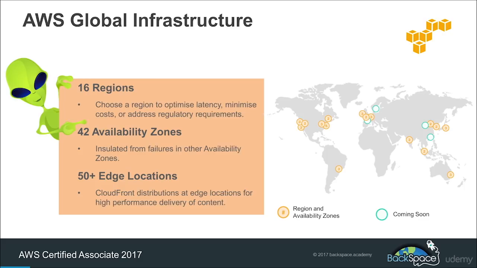All regions are divided up into availability zones. Some have more availability zones than others. For example, the US East regions have 3. And when we look at Mumbai, for example, that only has 2 availability zones. It's a smaller region and a newer region. So those availability zones within a region, they are insulated from failures in other availability zones.